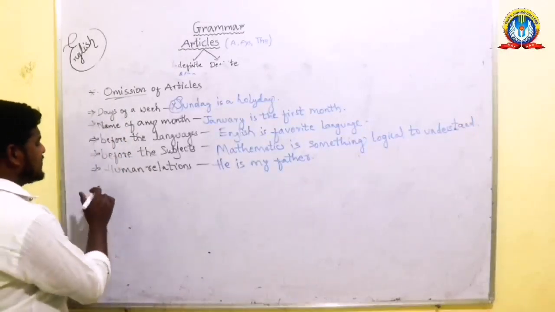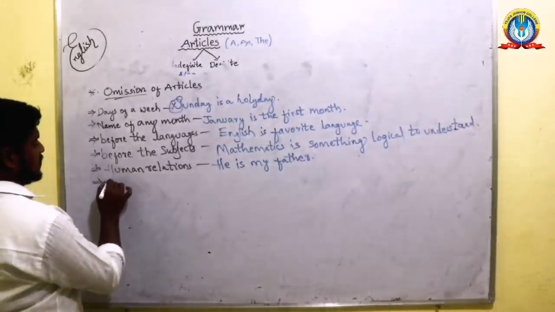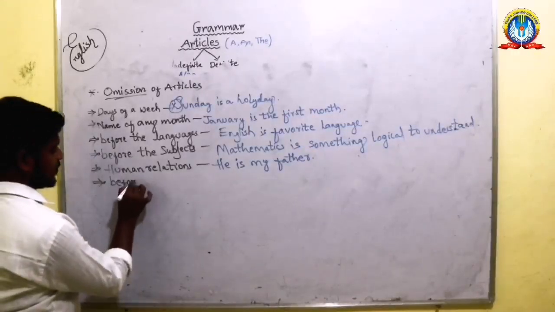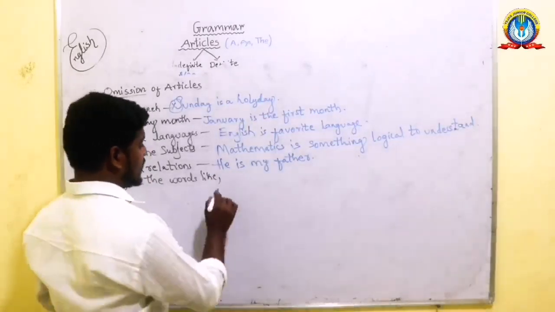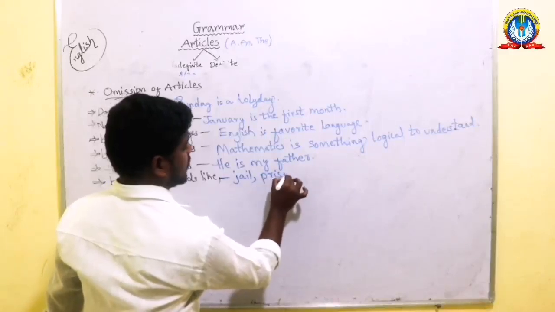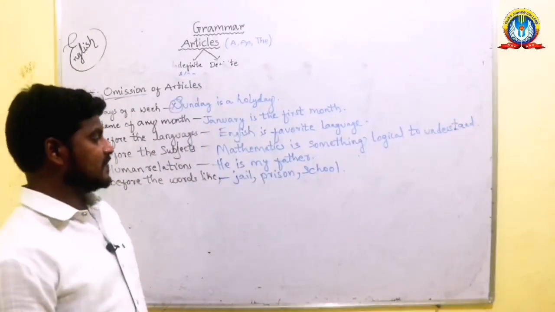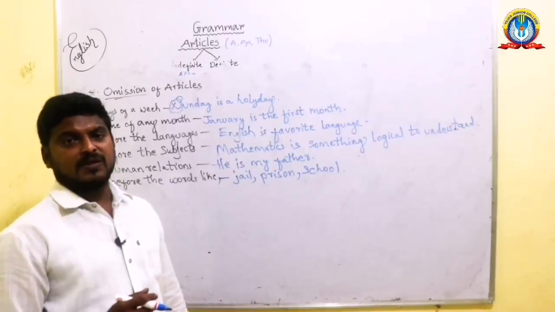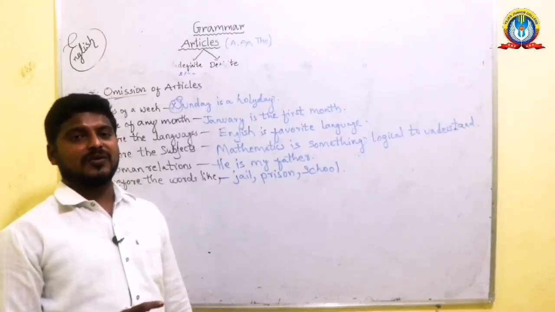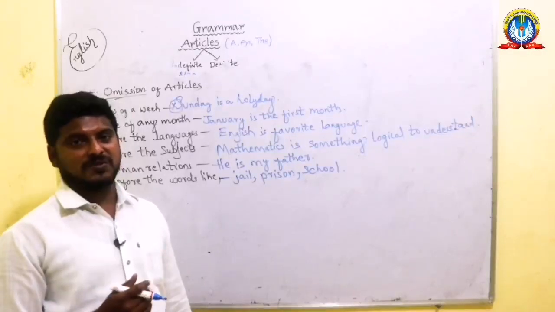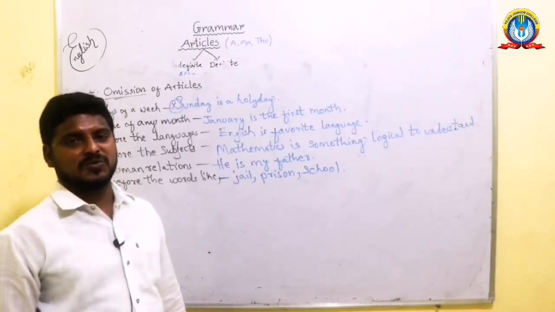So we have many aspects of articles. Before words like jail, prison, school, we should not use articles. Temples, mosque. Example, Tejas Defense Academy. We can use it in this way, the Institute of Tejas Defense Academy, or the Academy of Tejas Defense. I hope you understood how articles are used and how articles are not used.